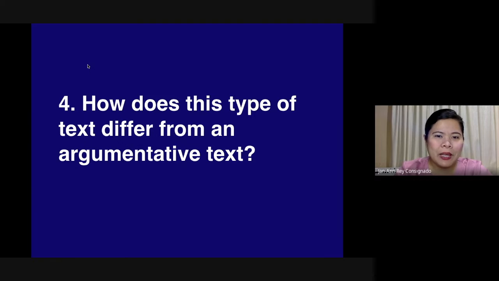Number four, how does this type of text differ from an argumentative text?